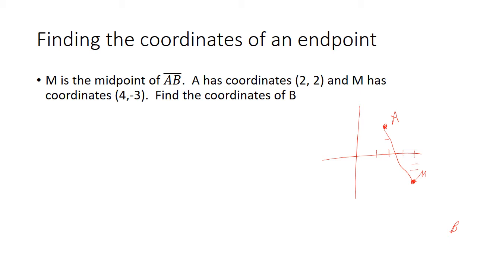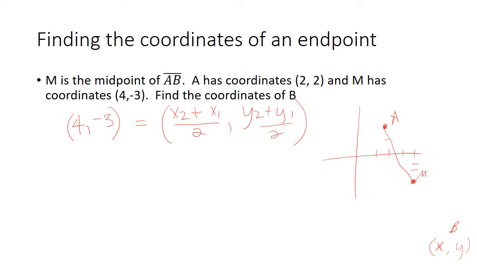What we're first going to do is, for what we're looking for on B, we're just going to say that is an x and a y. So we're going to name the coordinates that we're looking for. The next thing is let's go ahead and set up our formula here. We know that our coordinates for our midpoint are 4, -3, and that will be equal to x2 plus x1 over 2 and y2 plus y1 over 2. So what we're looking for is the x and the y.